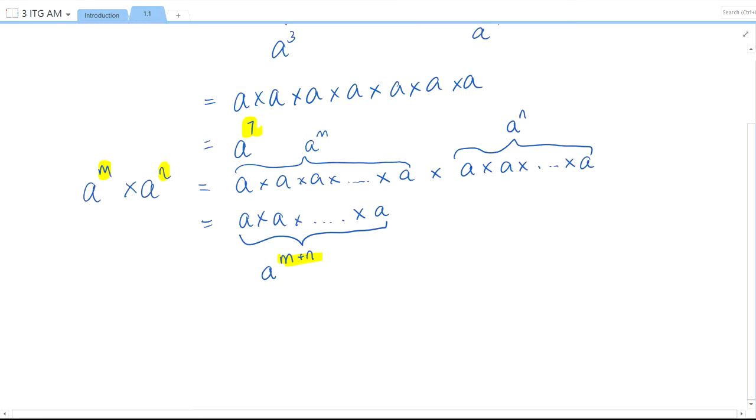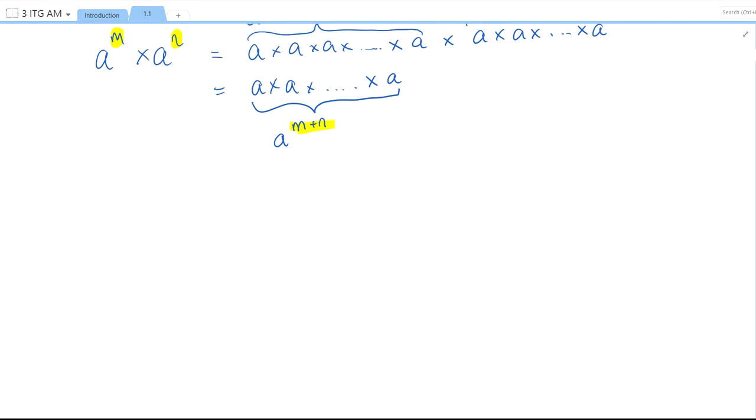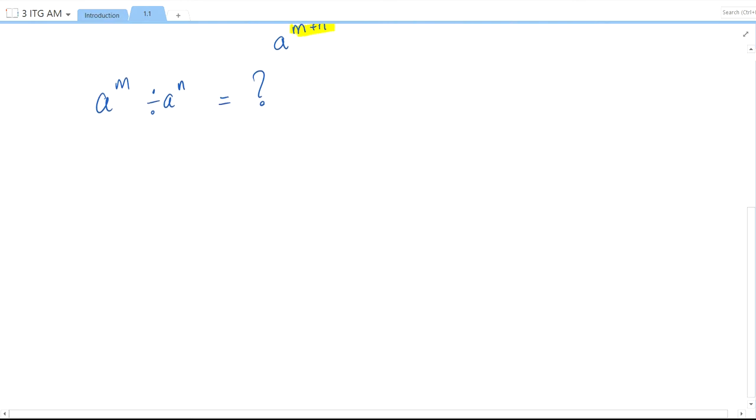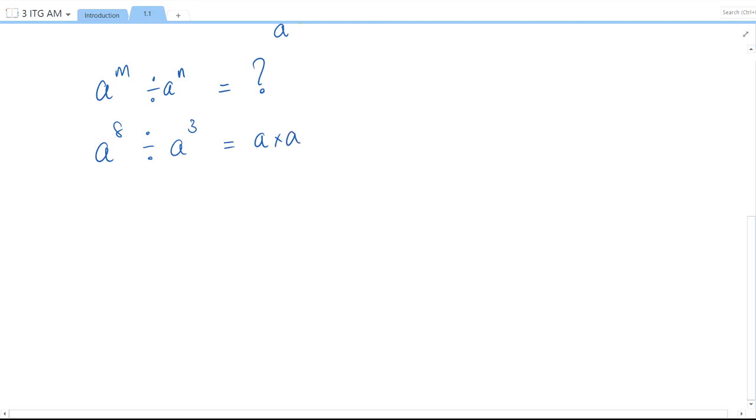So your task was to find out what a to the power of m divided by a to the power of n gives us. Okay, so again we try with concrete examples. Let's say we have a to the power of 8 divided by a to the power of 3. What does this actually mean? We've got a times a, we're going to be writing it 8 times so that it is very clear. 1, 2, 3, 4, 5, 6, 7, 8 of them.